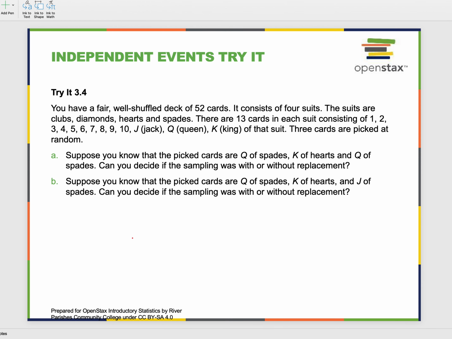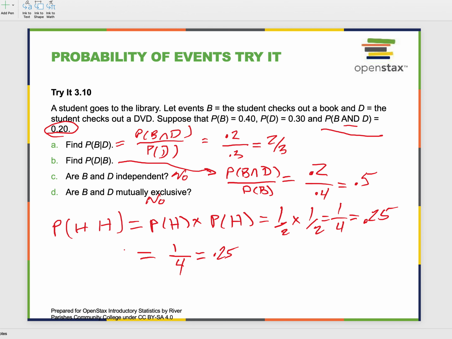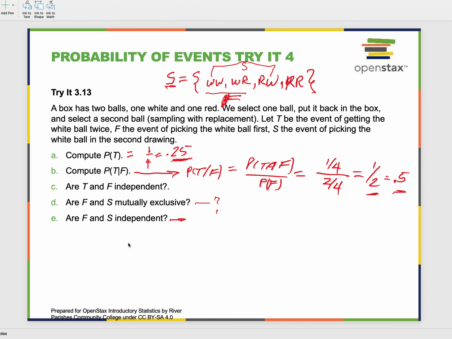Independent events mean, suppose you know that you picked, let's see, what was the definition of independence? We're doing it with replacement, are we not? These events are considered to be independent. So are they independent? What's this? This is the red ball. So what's the first one? The event of picking a white ball first, the event of picking a white ball second. Well, the probability of picking a white ball is always half.